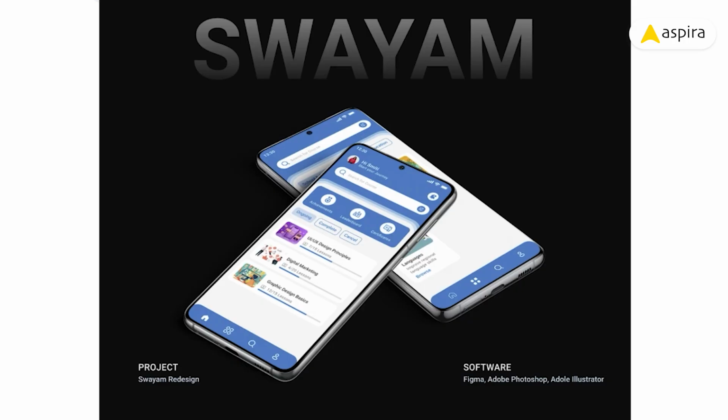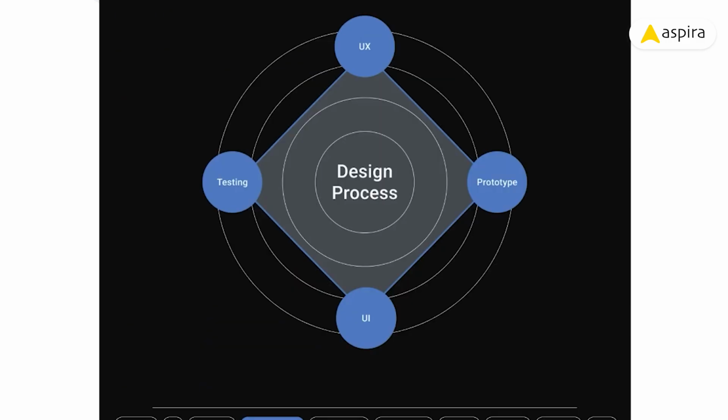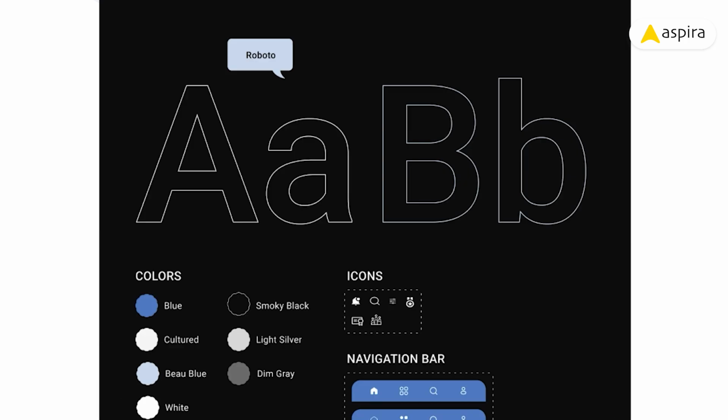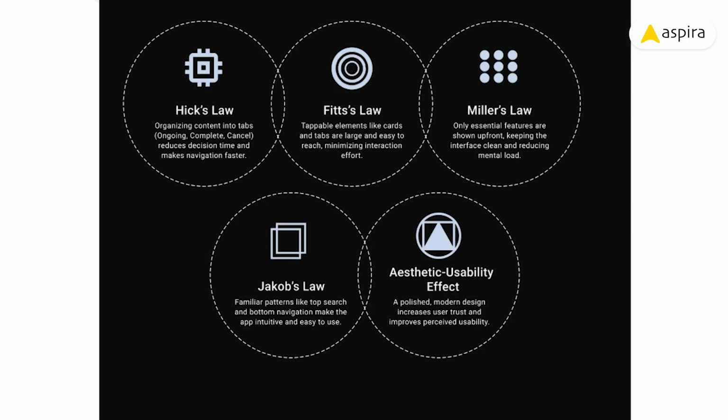In her Swayam project, she has showcased a structured design process, identifying the user pain points, defining the problems, working on the solutions, and presenting clear wireframes and final UI screens. This shows she understands design beyond the aesthetics, focusing on usability and problem solving. So that is the next thing.